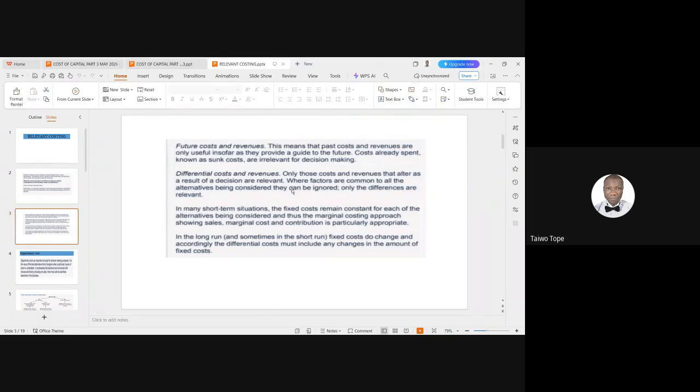are relevant. So where factors are common to all the alternatives being considered, they can be ignored. That is a case of what? Fixed cost. Because whether you incur an expense, or you produce or you don't produce, that factor will definitely be there. So you ignore fixed costs. Only the differences are relevant. So in many short-term situations, the fixed costs remain constant for each of the alternatives being considered, and thus the marginal costing approach showing sales, marginal cost, and contribution is particularly appropriate.